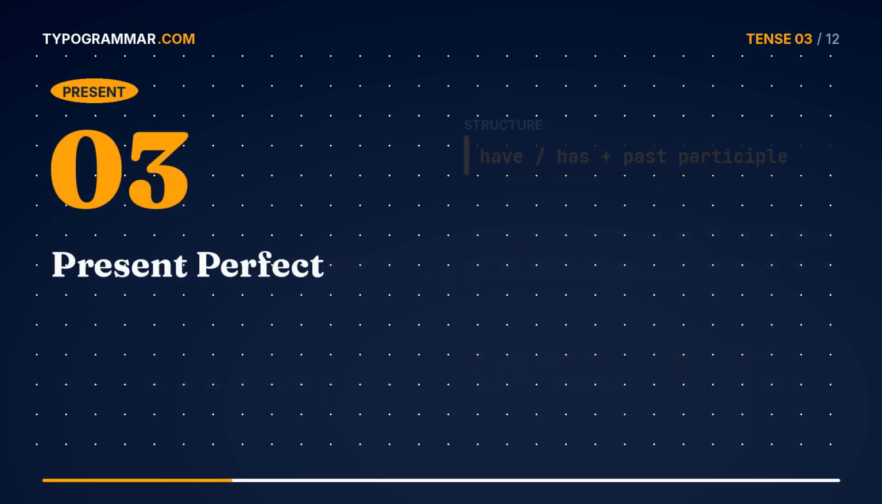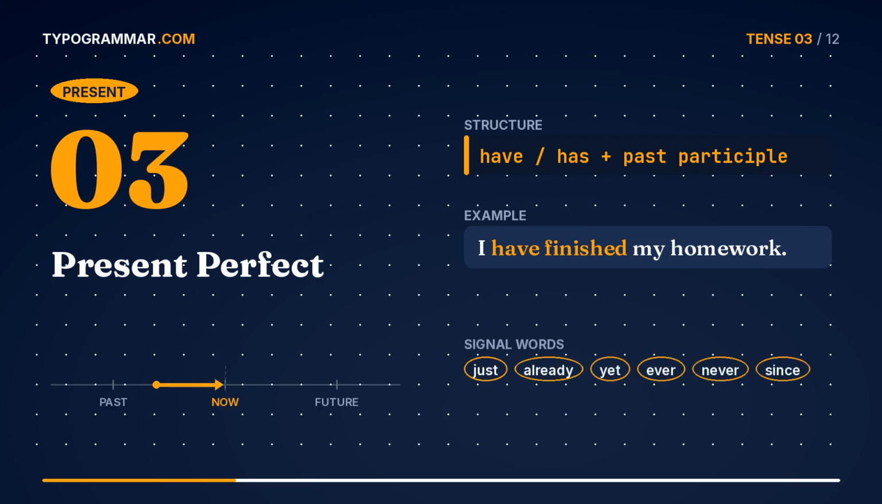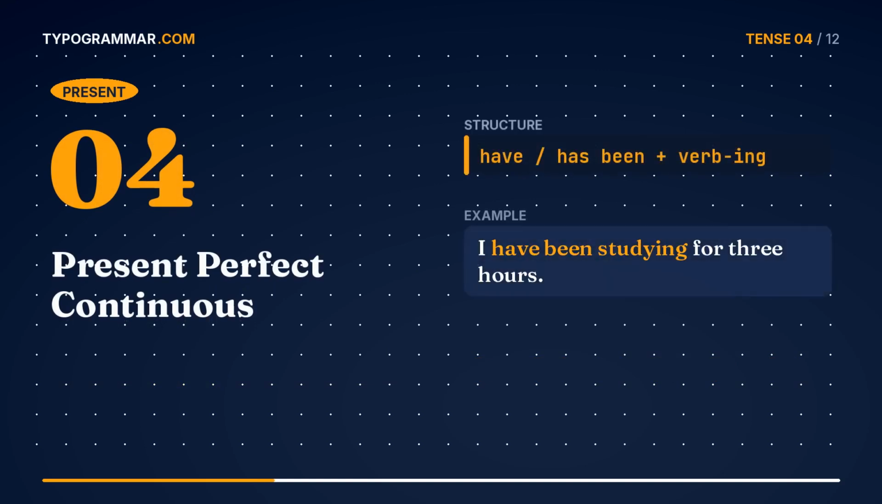Tense number 3, the present perfect. We use it for past actions that have a result or a connection to right now, and for life experiences. The structure is have or has, plus the past participle. For example, I have finished my homework. She has visited Japan twice. Signal words include just, already, yet, ever, never, and since. Here is the trick. When the past clearly touches the present, reach for the present perfect.